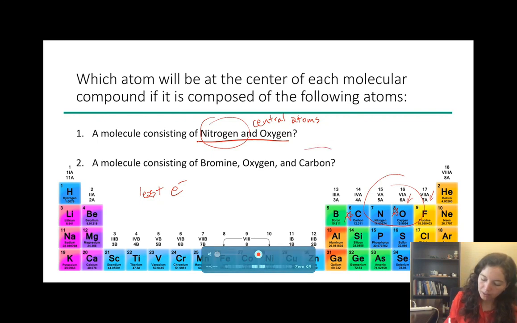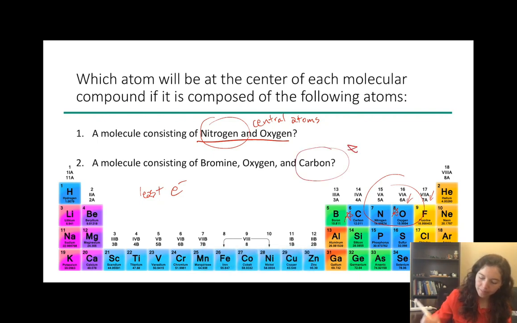So that means that carbon is our answer for this one. Feel free to use the Pauling scale if you ever get stuck and you're not certain about electronegativities of things.